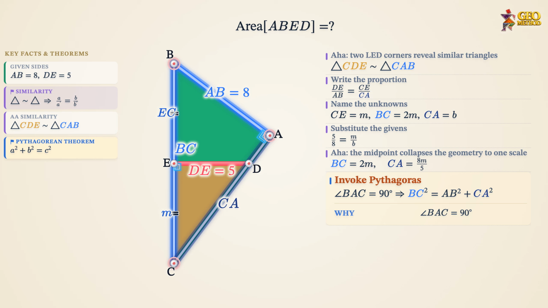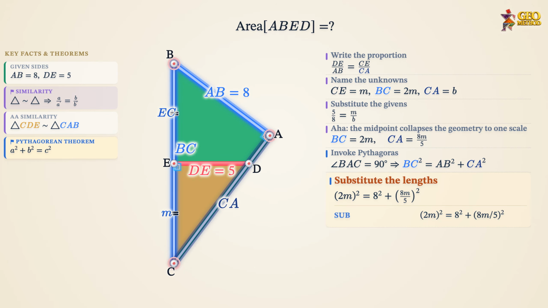Time to use that right angle at A. The Pythagorean theorem on triangle ABC says the hypotenuse segment BC squared equals segment AB squared plus segment CA squared. This is the second equation that links our unknowns. Substitute what we know. Segment BC is 2M, segment AB is 8, and segment CA is 8M over 5. So 2M squared equals 8 squared plus the quantity 8M over 5 squared.